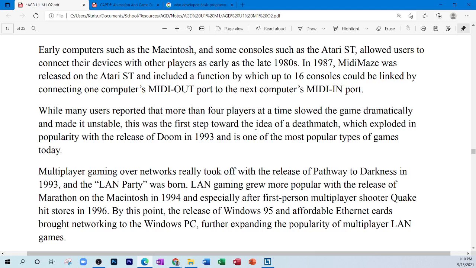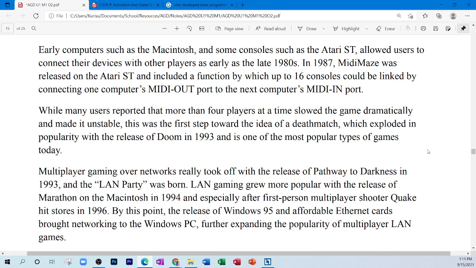Other early computers, such as the Macintosh and some consoles, such as the Atari ST, allowed users to connect their devices with other players as early as the late 1980s. In 1987, MIDI Maze was released on the Atari ST and included a function by which up to 16 consoles could be linked by connecting one computer's MIDI output port to the next computer's MIDI in port. While many users reported that more than 4 players at a time slowed the game dramatically and made it unstable, this was the first step toward the idea of a deathmatch, which exploded in popularity with the release of Doom in 1993 and is one of the most popular types of games today.